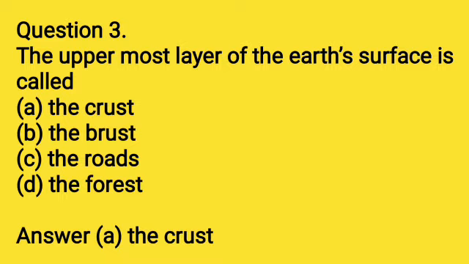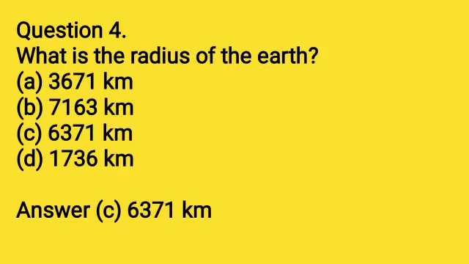Question 3. The uppermost layer of the Earth's surface is called A. The crust. B. The brust. C. The roads. D. The forest. Answer A. The crust.